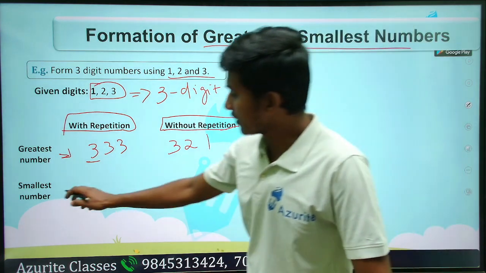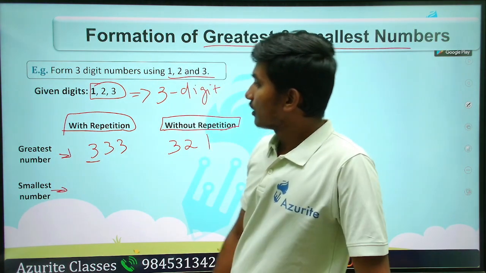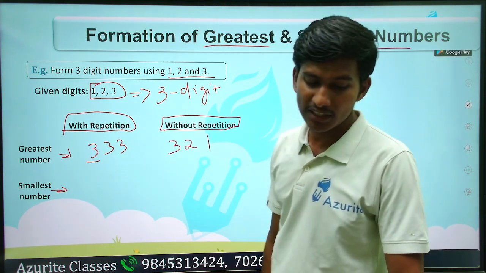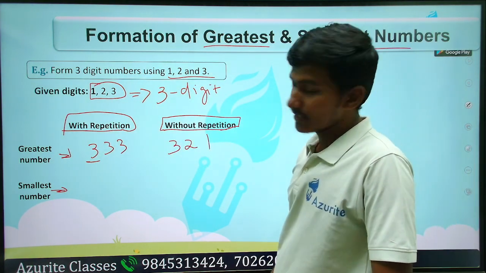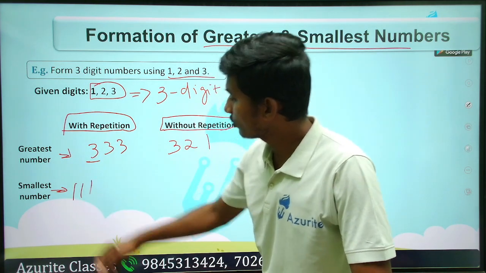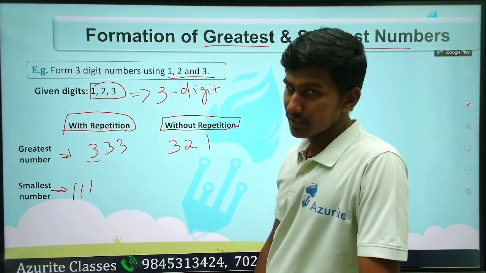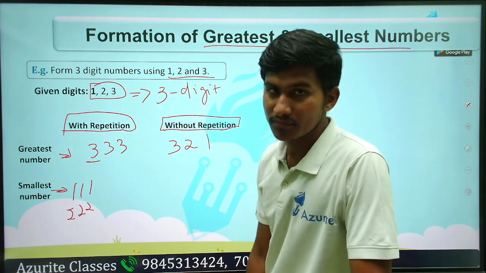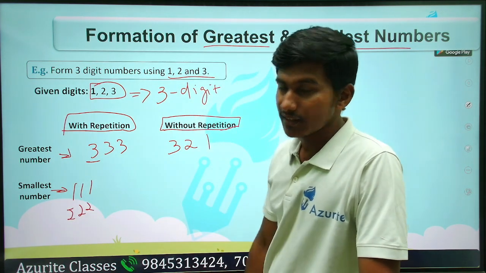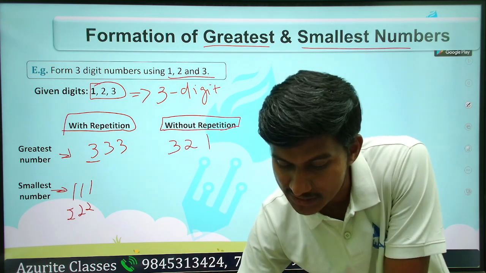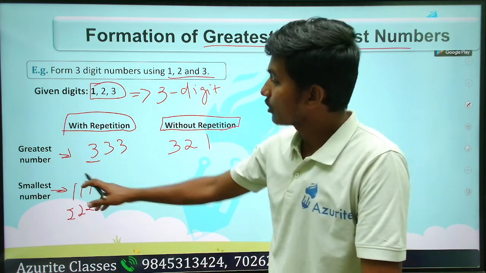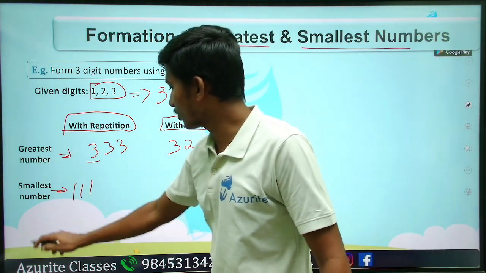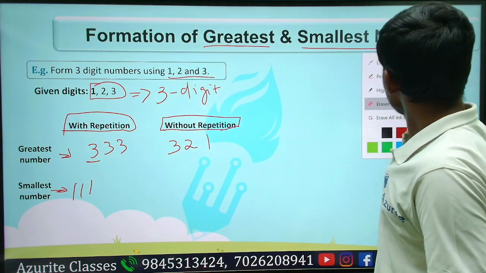Now for the smallest number, let us see. With repetition, which digit if you repeat will you get the smaller number? Tell me. Yes, 111 if you repeat, that is the smaller digit. Or 222, which digit if you repeat? 111, that is 100. So that is why we have to write the smaller digit first in the smallest number to get the smallest number. Which digit do we have to write first? The smaller digit.